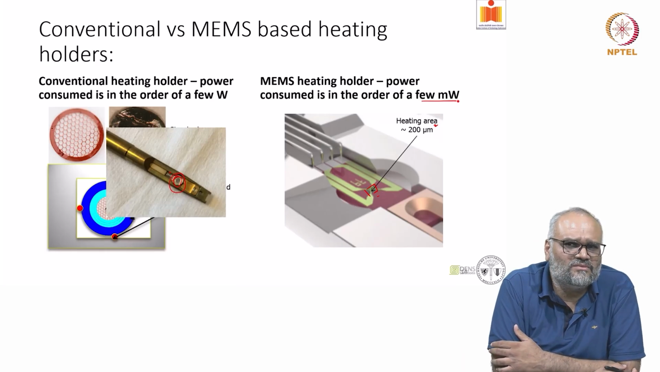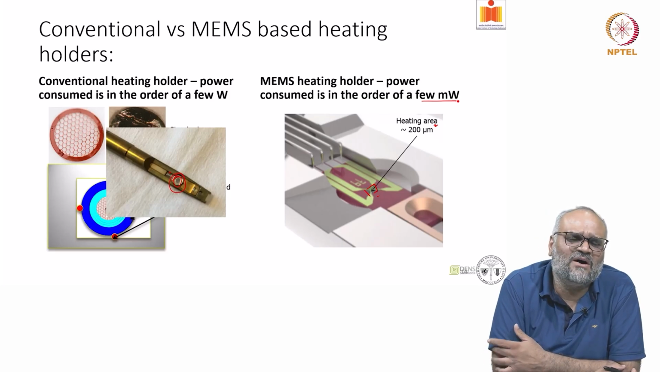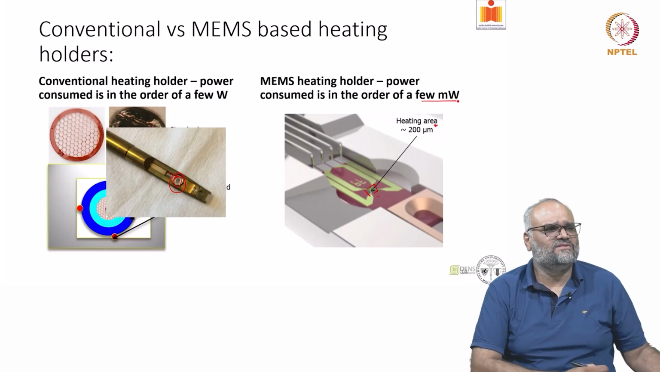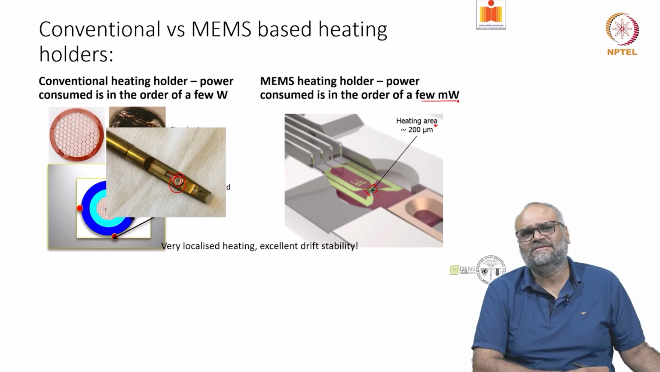Now, why is this important? The idea is once you are heating, if the heat dissipation rate is small and the power being dissipated is small, this gives you excellent drift stability. So because of this localized heating, you have very good drift stability.